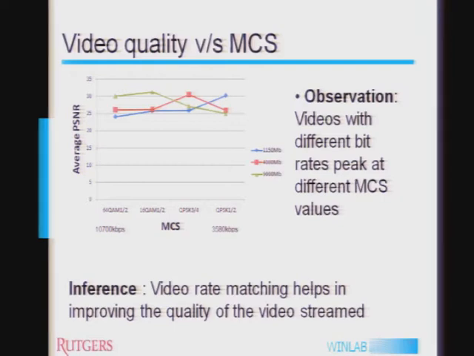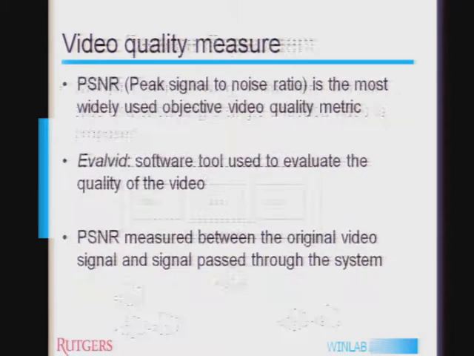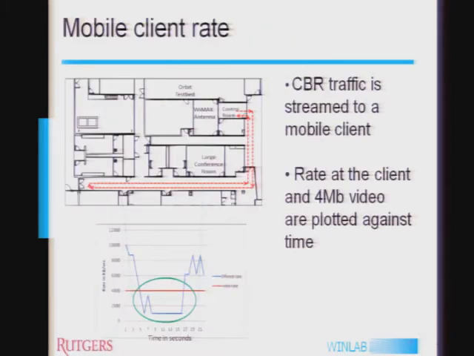So what is the x-axis? The bottom axis? The y-axis is PSNR. The x-axis is the modulation and coding scheme. You should explain that it corresponds to the movement of your mobile in the previous diagram. Yeah. So this is the experiment that the graph implies.